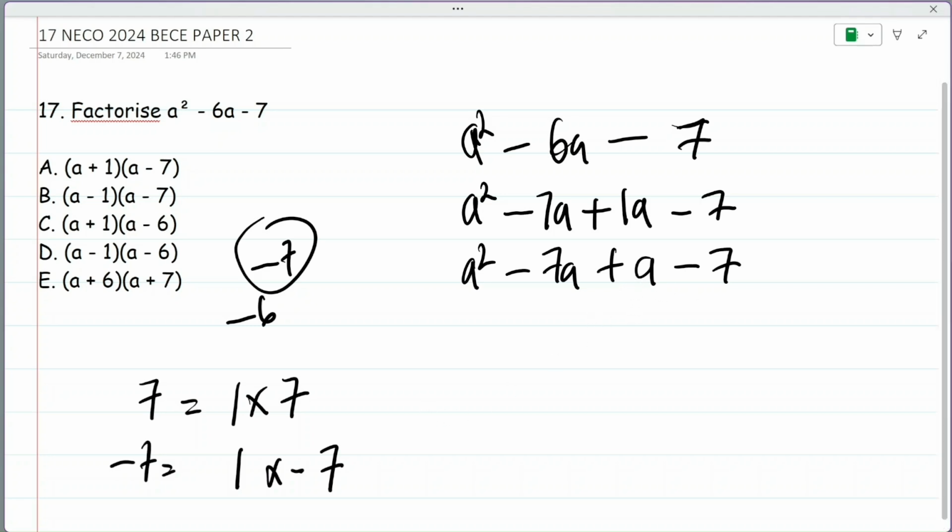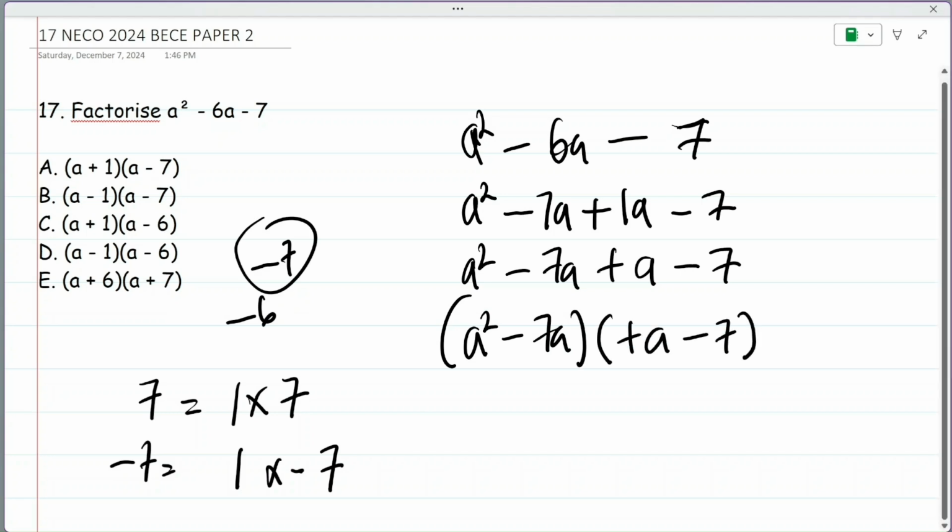We group them in twos. We have a squared minus 7a, close bracket. In the second bracket, we have plus a minus 7, close bracket. Now at this point, we look for what is common in these two terms and bring it out. We know we have a in a squared, so we can take out a, and we also have 1a in 7a, so we have a in both of them. We bring out the a.